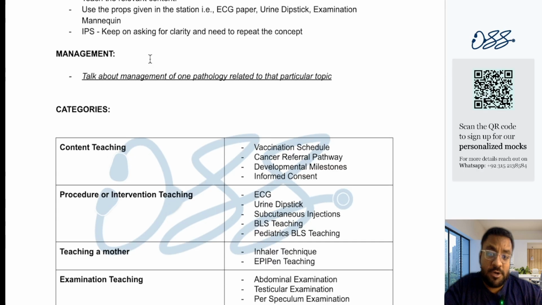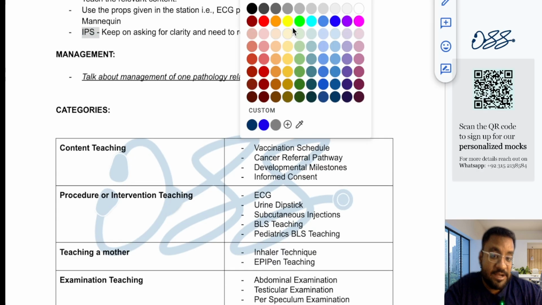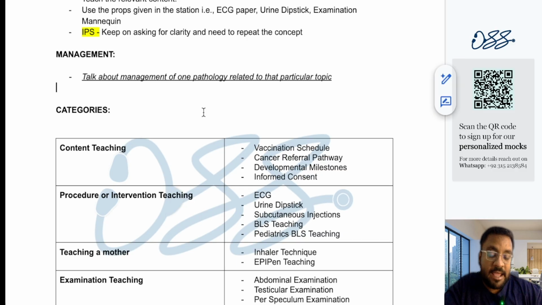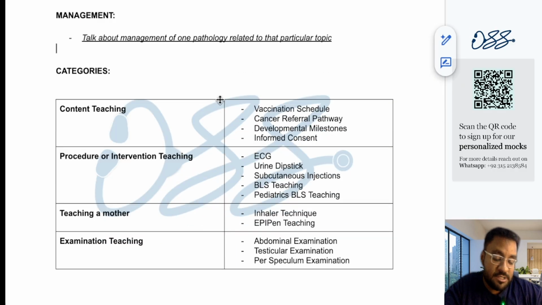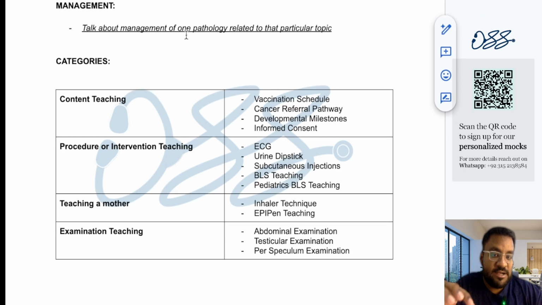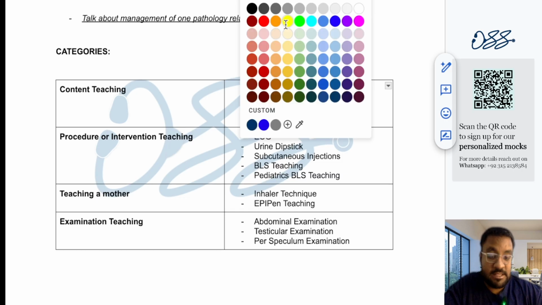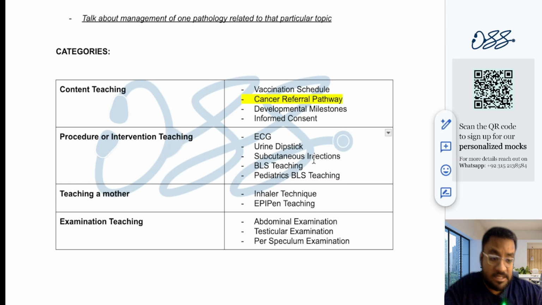And one very important thing, this is something that a tutor would not really tell you, but I advise my students to talk about one of the pathologies related to that particular topic. Okay, and this is really, really important. And what are the stations in which you can do this? You can do this in the cancer referral stations. Okay, like for example, in the cancer referral station, you can talk about the cancer management.